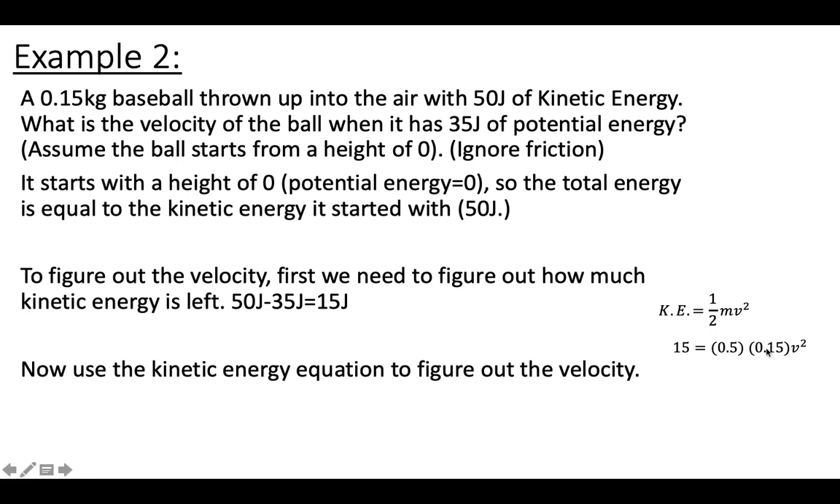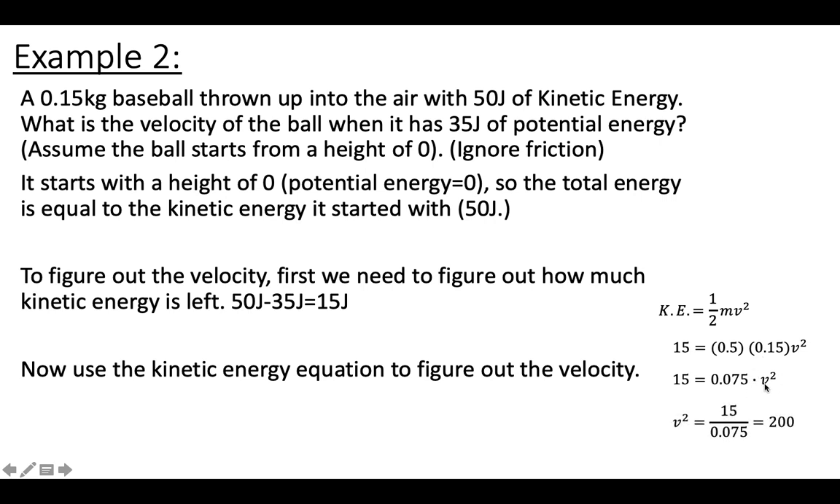M is 0.15, because at the beginning they told us the mass. That's 0.15 kg, kilograms. So that's how we know it's mass, is that kg. And then V is the only letter left. That's what we're trying to figure out. The first thing that I'm going to do is multiply the 0.5 and the 0.15 just to get one number there, 0.075. Everything else stayed the same. 15 is the same, V squared is the same. All I did was multiply the 0.5 times 0.15.